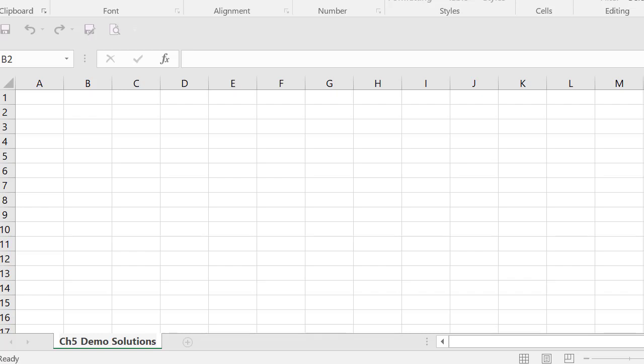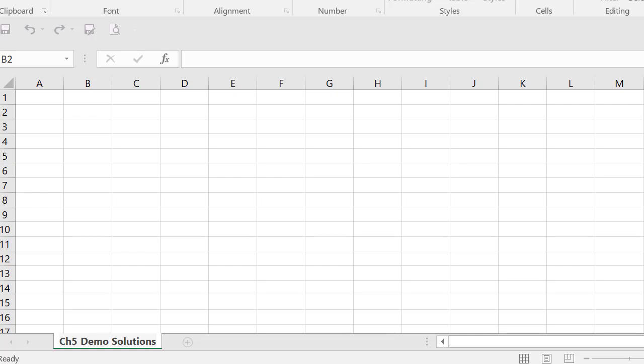Hello and welcome to this Chapter 5 demo of solutions. Hopefully, after you've watched this, you'll have a better understanding of what the book is asking for in terms of what kind of probabilities it wants and how to do those calculations. So for the first demo, I'd like to do problem number 3 out of the back of Chapter 5.